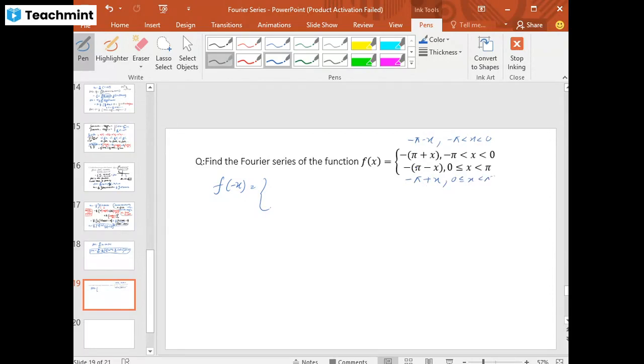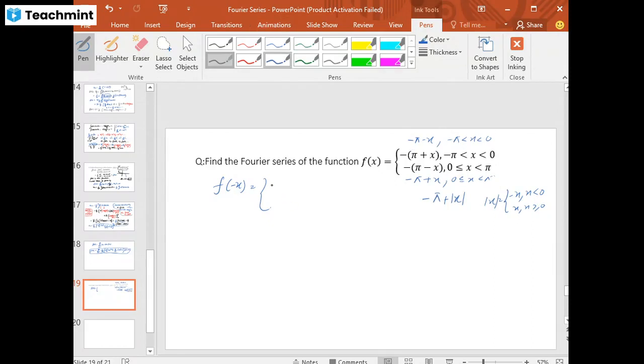So minus pi is a constant function. In the interval minus pi to 0, its value is minus x. In the interval 0 to pi, its value is plus x. So basically, this is like a mod x function, minus pi plus mod of x, right? Because if x is negative, then mod of x is minus x. How is the mod x function defined? Its value is minus x if x is less than 0, and its value is x if x is greater than or equal to 0.